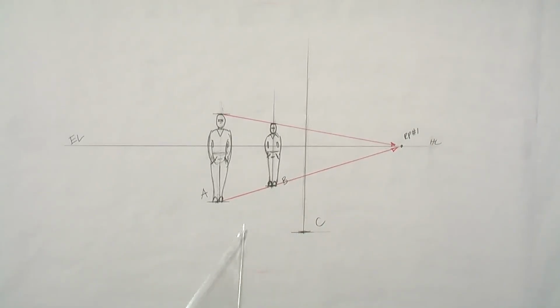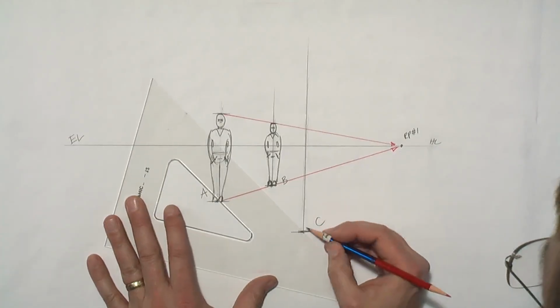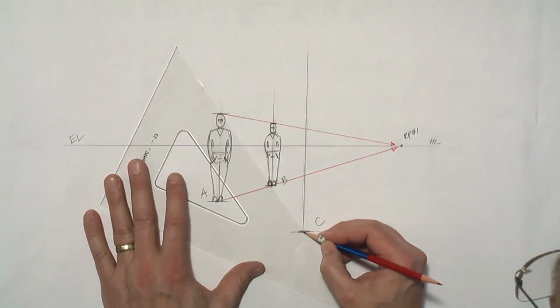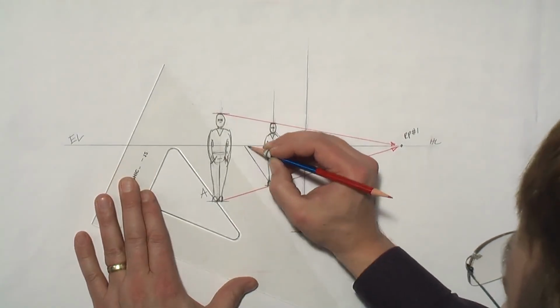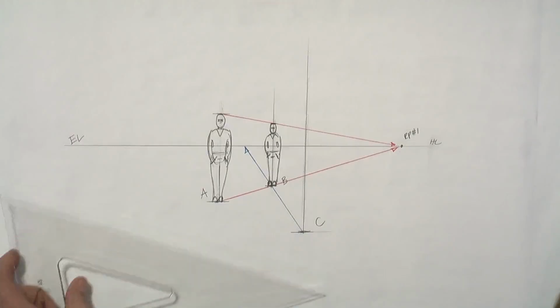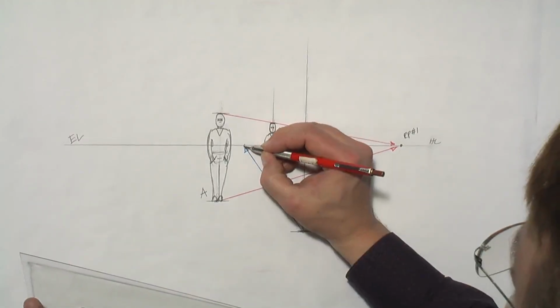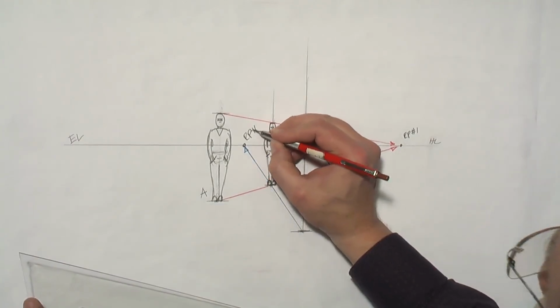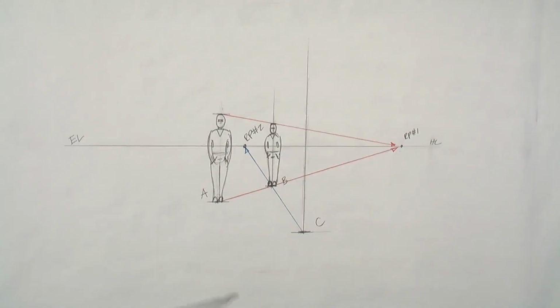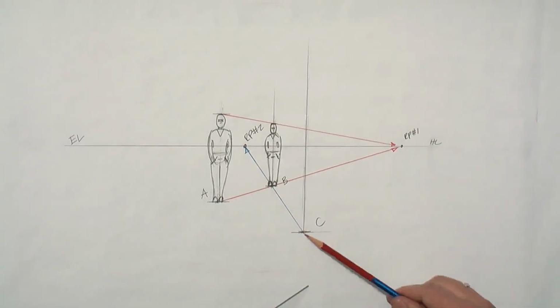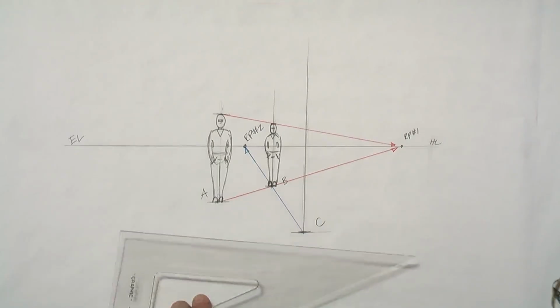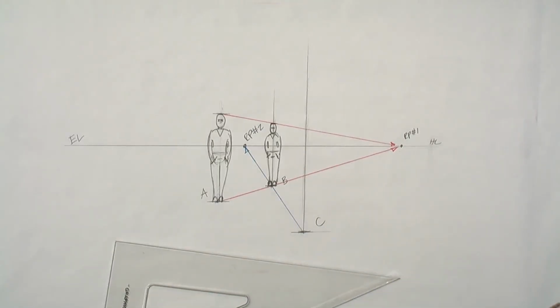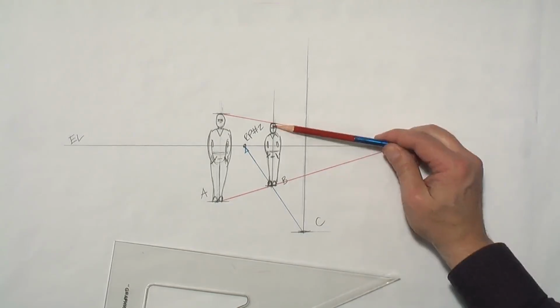I'm going to do that with a blue pencil. Base C through base B gives me another reference point on the horizon into infinity, and I'll call that reference point number 2. Okay? Now, same thing as we did before. How do I establish the height of figure C? Well, I already am referencing the base of B. Now I have to reference the complete height of B to get it.